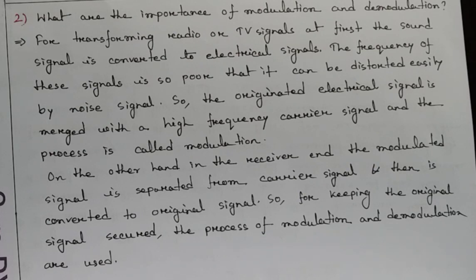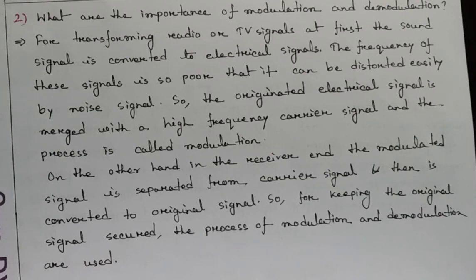So for keeping the original signal secured, the modulation process or the use of carrier signal is just a guard for the main signal. The carrier signal is guarding the main signal to transfer in a secured way through the whole way, and thus the carrier signal allows the main signal not to be distorted, not to be disturbed. And then finally at the receiver end, we get the same signal that was generated from the radio TV station.